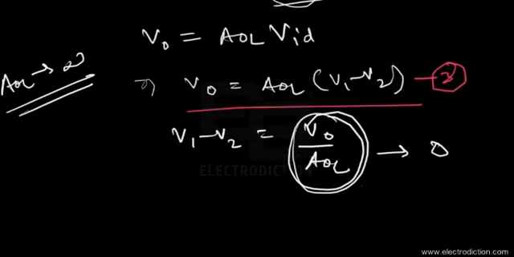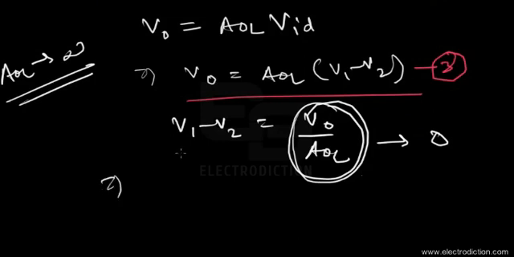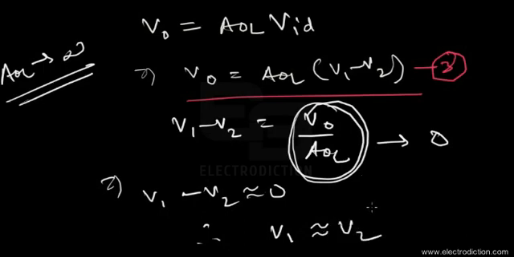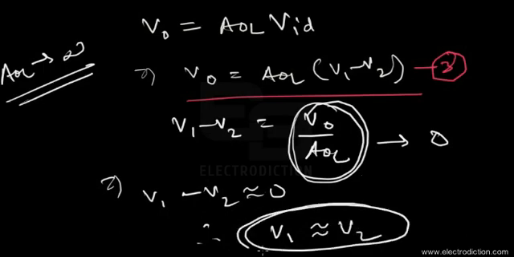So from this we would obtain that V1 minus V2 is approximately equal to 0. Which means that, therefore, we get V1 is approximately equal to V2. This result that we obtain over here is quite bizarre.